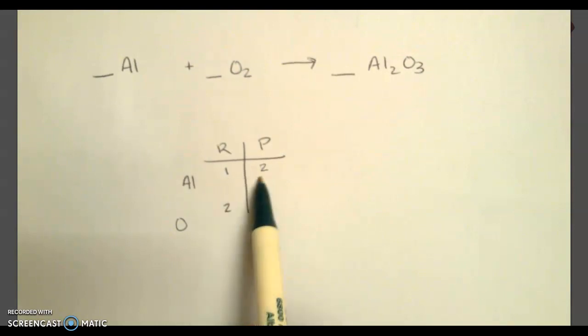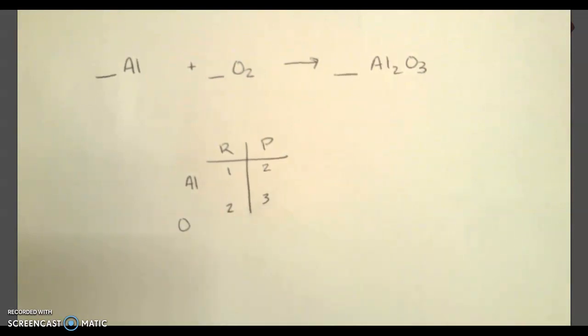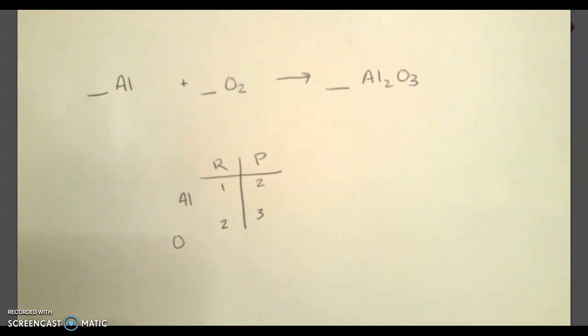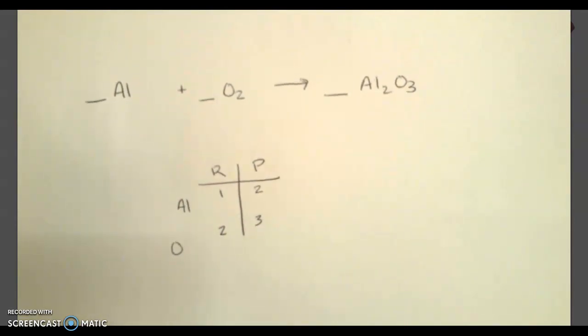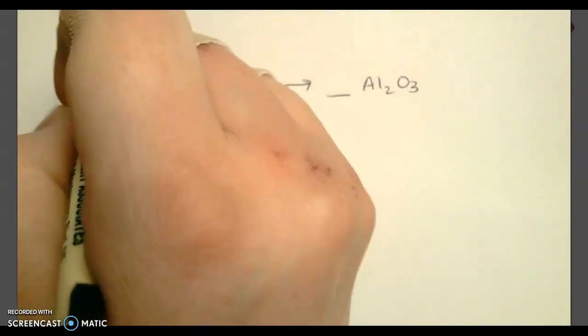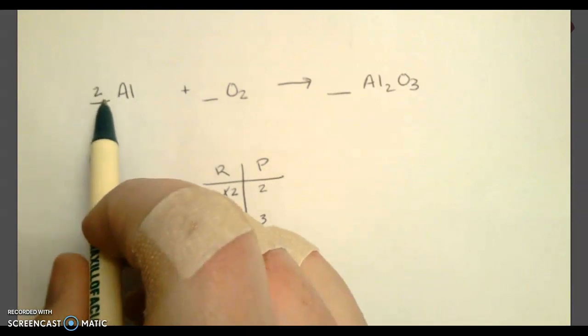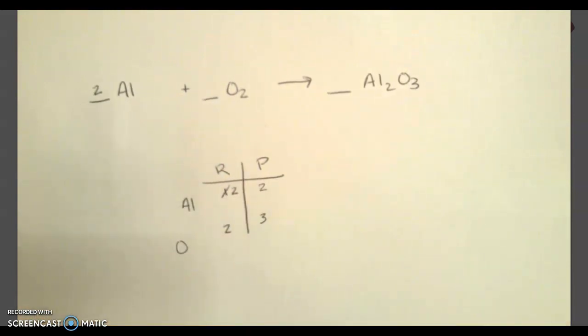We need to get the aluminum to balance, we need to get the oxygen to balance. We can start either place. I do generally recommend not starting with oxygen or hydrogen. In this case, it probably wouldn't really matter. But let's go ahead and follow that pattern anyway. I want to make the aluminum match up, so I put a 2 in front of the aluminum on the reactant, and now we have 2 aluminum and 2 aluminums.